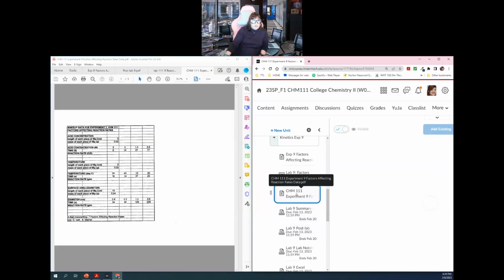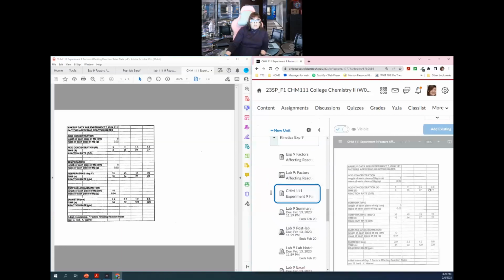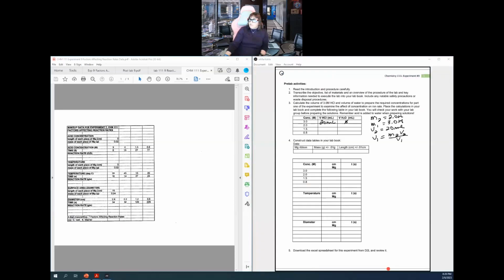The data is right here. So it's the third one down, that data. And you're looking at exactly what I'm looking at over here. So that's where that is, just in case you couldn't find it. So here's my data. And what you'll see is that we have the length of each piece of magnesium ribbon and the mass of each piece of magnesium ribbon.